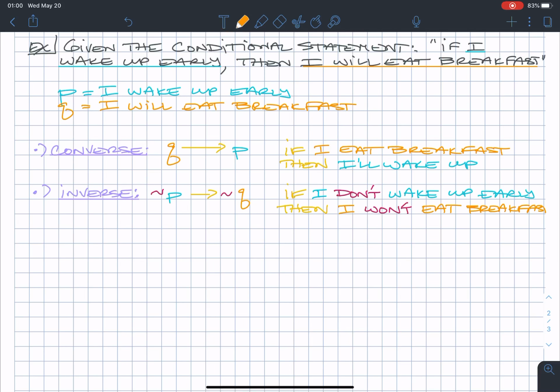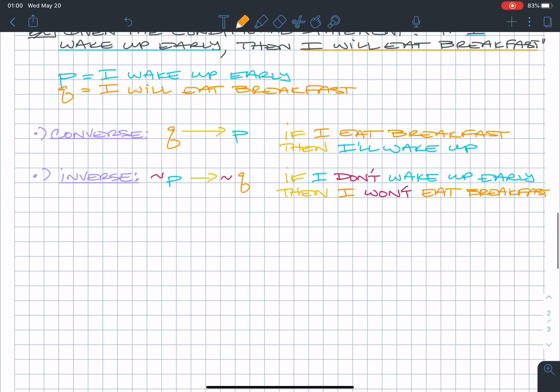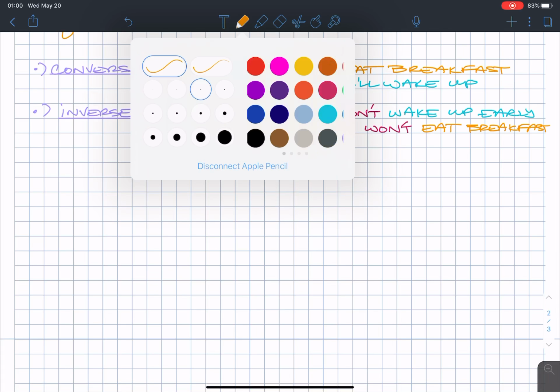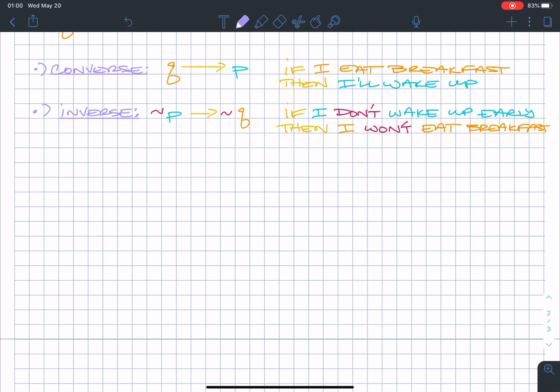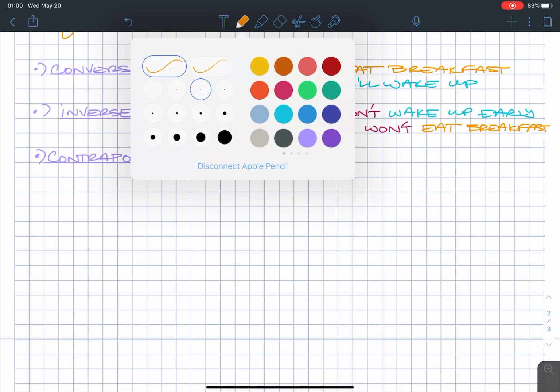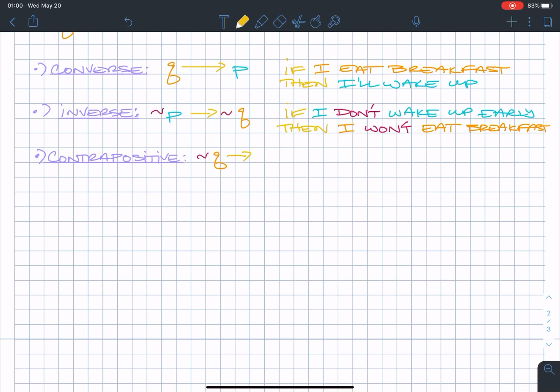So that's my not cue. So if I don't wake up early, that's my not P. Then, that's my implication, I won't eat breakfast. So the last one is the contrapositive. And this is, let's take a look at the contrapositive, which is not Q implies not P. So not Q, if not Q, then not P. So not Q implies not P.